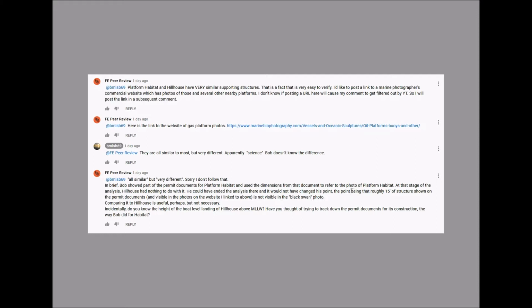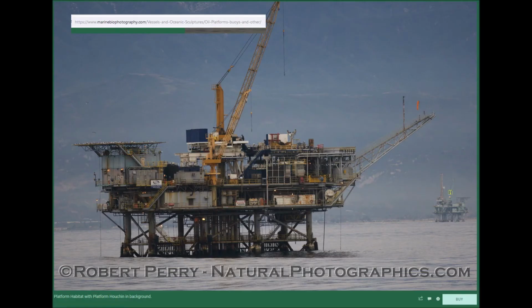Okay, let's take a look at a few things here. I'm going to show you first a few images of the two platforms just to get you oriented in case it's not familiar to you. This is from marineBiophotography.com. This is platform habitat, and what we see is the water line here and what I'm calling the substructure, which is the structure between the water and what's called the boat deck. That's where people getting off boats arrive. From the boat deck, you go up to a level 1, and then a level 2, and then finally there's a helipad up at the top. Those are the main elements that I'm referring to throughout.